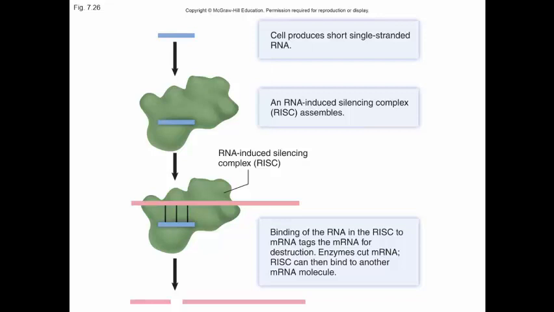There are two types of RNA that are used in RNAi: microRNAs and short interfering RNAs. Those are also called siRNAs. They have different production modes, but they're basically about two dozen nucleotides in length.